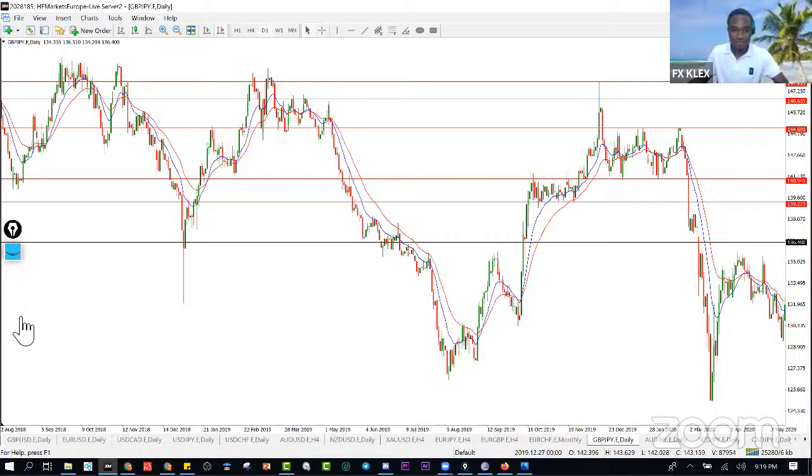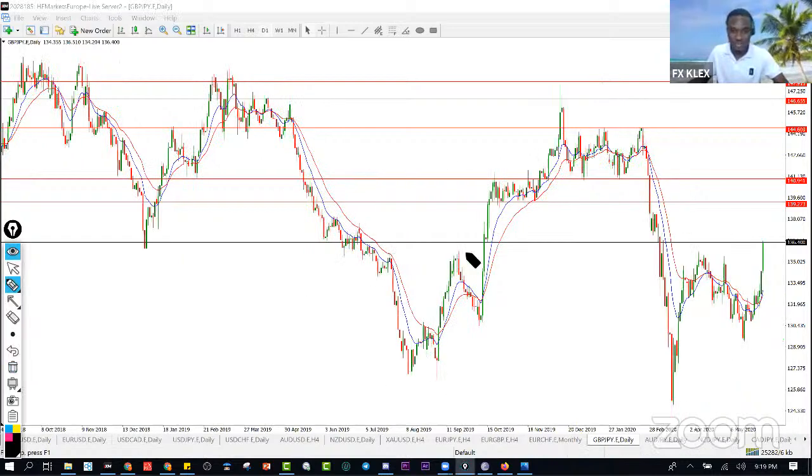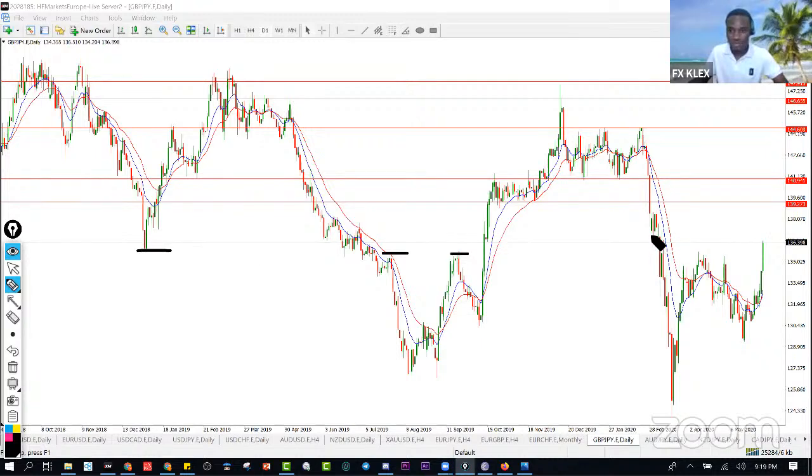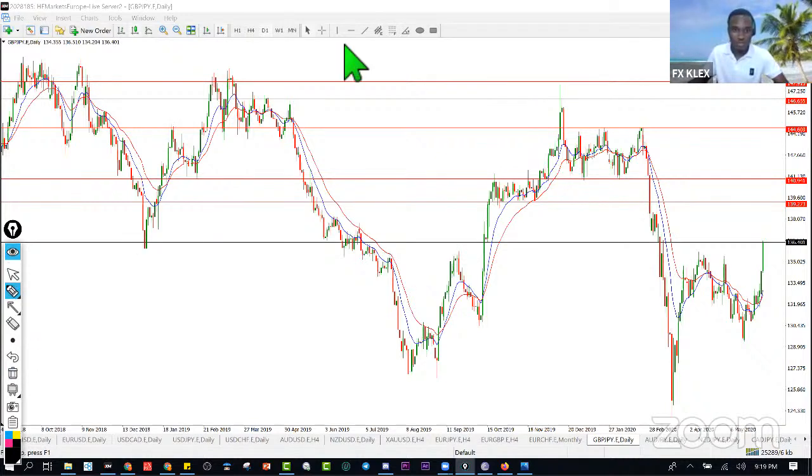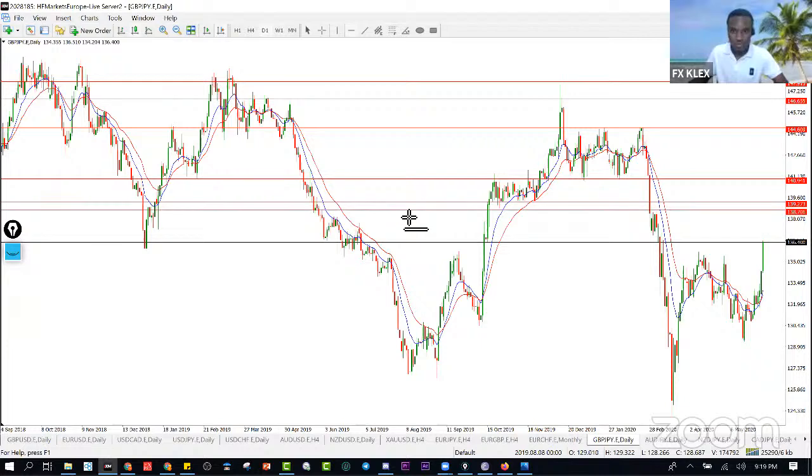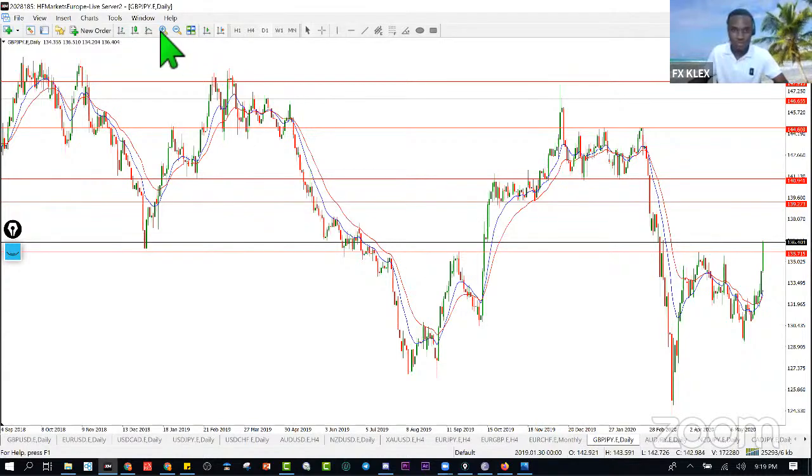If you can figure it out right there, I have a swing high right there, a swing high right there, a swing low right there, a swing low right there, a swing high right there, a swing high right there. So what I need to do now is pick up my horizontal line and try to connect this swing high right here at this zone. So I'm going to zoom in.